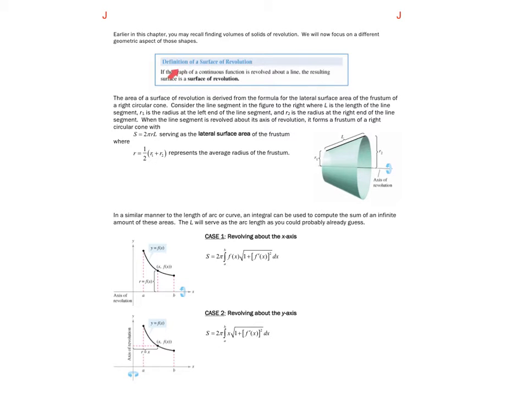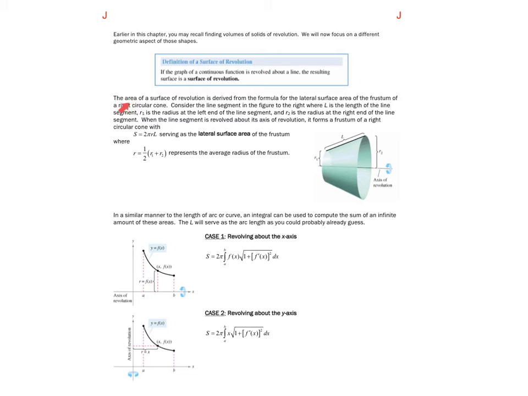And you've got to go back to what the definition of surface of revolution is. It's going to be a surface area, but it's formed by a revolution. So it's a little bit different than what you've seen in the past. If the graph of a continuous function is revolved about a line, the resulting surface is a surface of revolution, because it's formed by revolving something. So you can see we took this line L, and if you revolve it around the x-axis, you're going to make this dog cone shape.